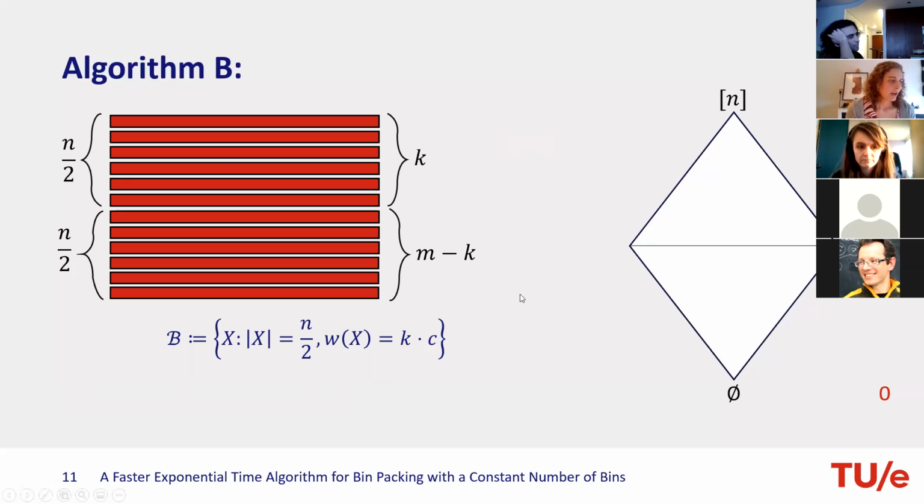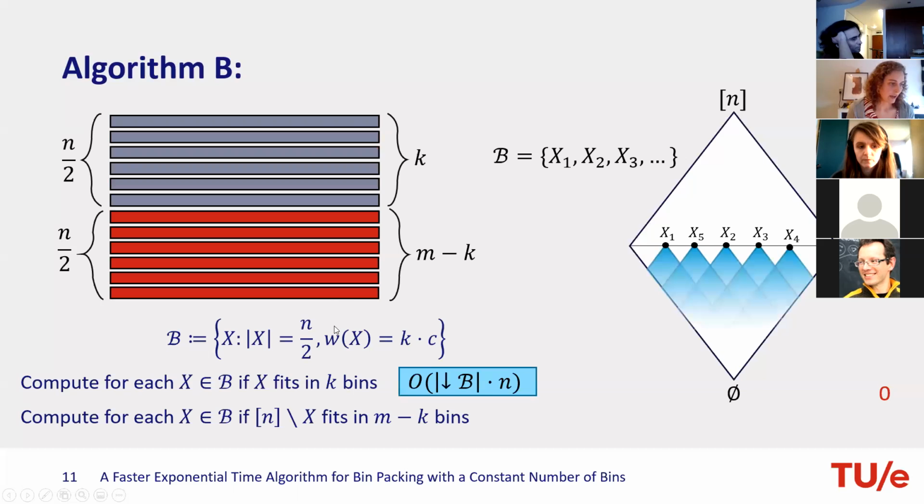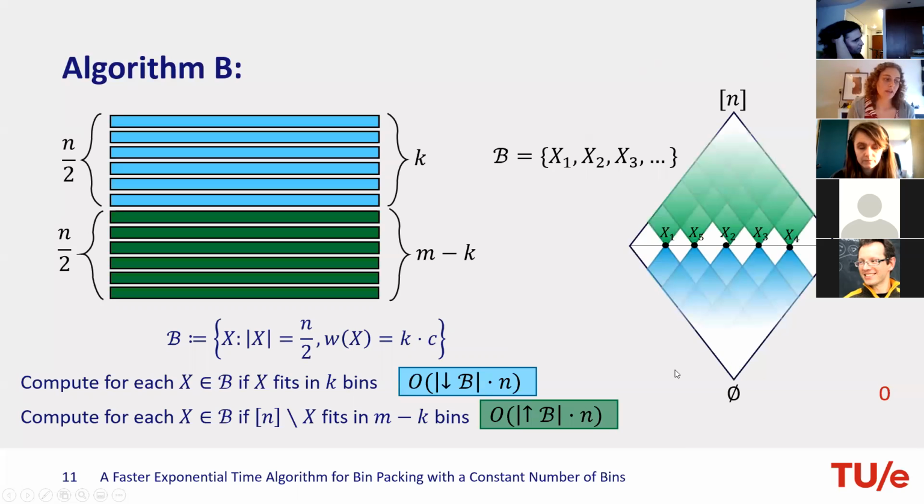And once we have that set, we can compute for each X in that set whether X actually fits into these bins, whether we can actually distribute it over the first K bins. And then we can also compute for each X whether the rest of the items can fit into the rest of the bins. The first thing can be done in time the down closure of B, as I just told you, and the second thing can be done in time the up closure of B, which is just by mirroring the argument.